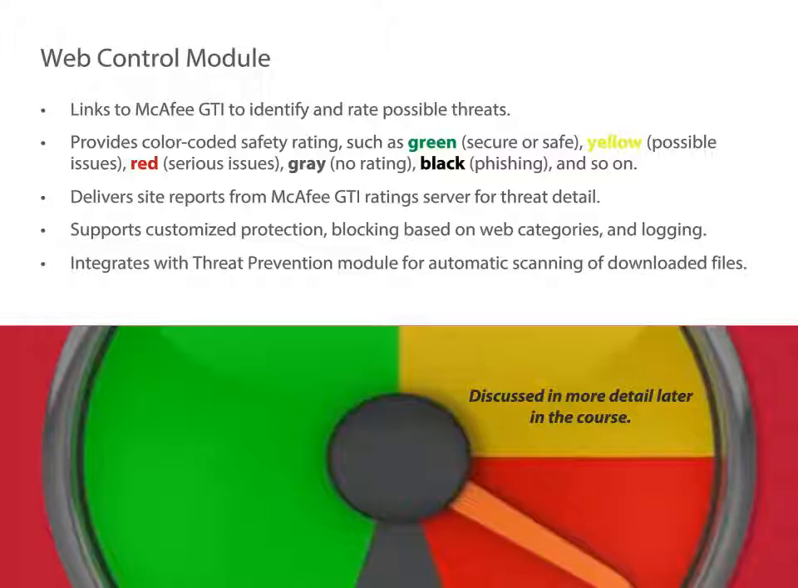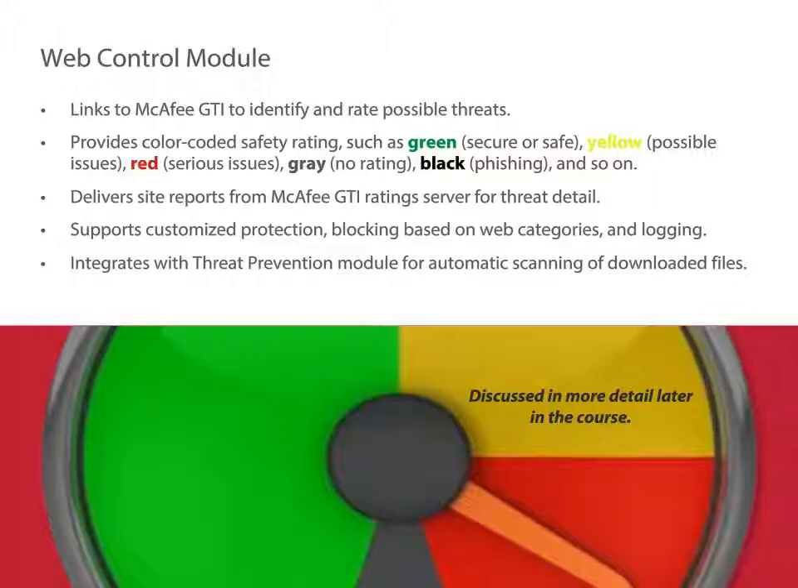We also have this little color coding where you'll see green, yellow, red, gray, black. And so what happens is they can actually see that it's a green site, so they can go to that site. You also have some reports that you'll get on your EPO server, so I can see what the ratings are and get all the detail about that. We also have where I can do some protection saying, well, if it's a specific category, you cannot go to that particular website. And then we have some logging along with that.